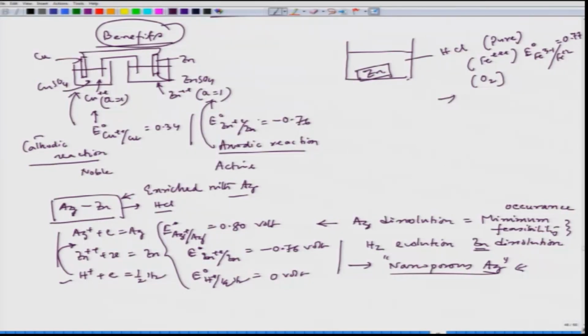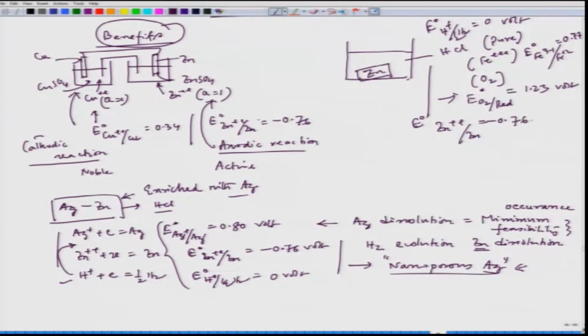Here, since it is an acidic medium, E0 for oxygen reduction becomes 1.23 if we have unit activities of oxygen. This is E0, and for hydrogen ion it is 0 volt; these are all in volt. But if we compare zinc, E0 for zinc ion plus zinc is equal to minus 0.76 volt.